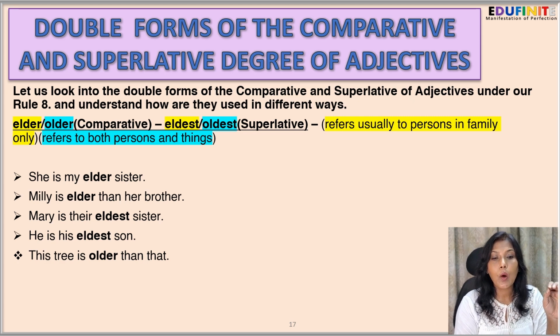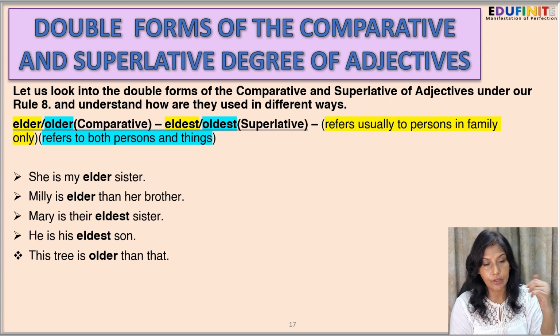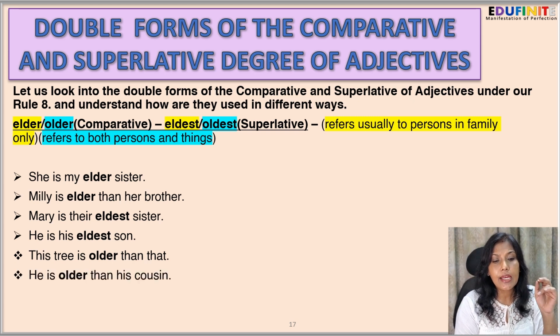Next, now we are taking older into consideration, which can mean both things as well as persons. This tree is older than that. So the age of this tree is much more than that of the other. Next, he is older than his cousin. Now we can use it for persons also. So he is older, his age is much more than his cousin.